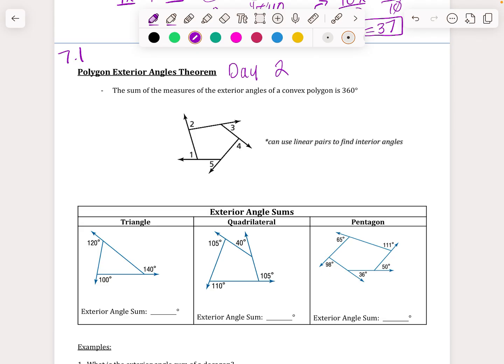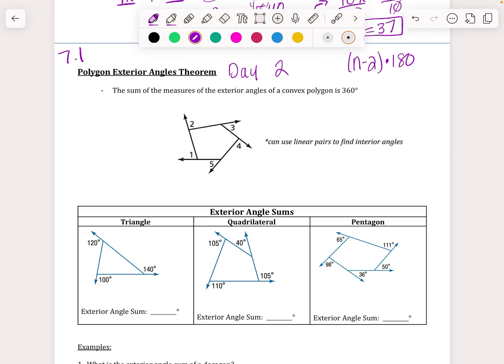Yesterday we focused on the interior angles, and we know that the interior angle sum is n minus 2 times 180, because it's the number of sides minus 2. That gives us the number of triangles inside each shape, and then each triangle was 180 degrees, so that gives us the total of the interior angles. Today we're going to talk about exterior angles of polygons.